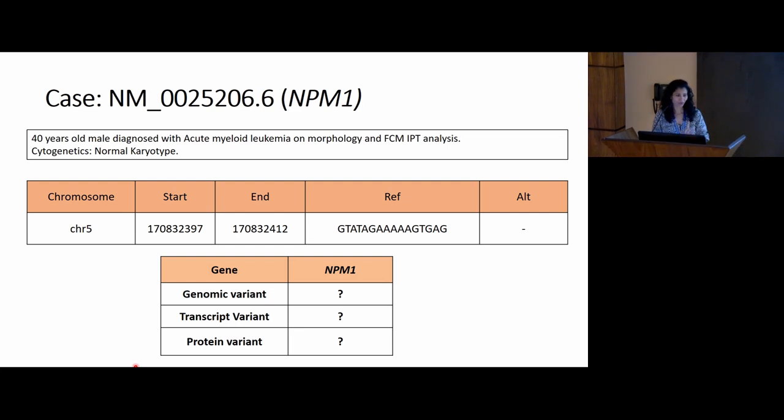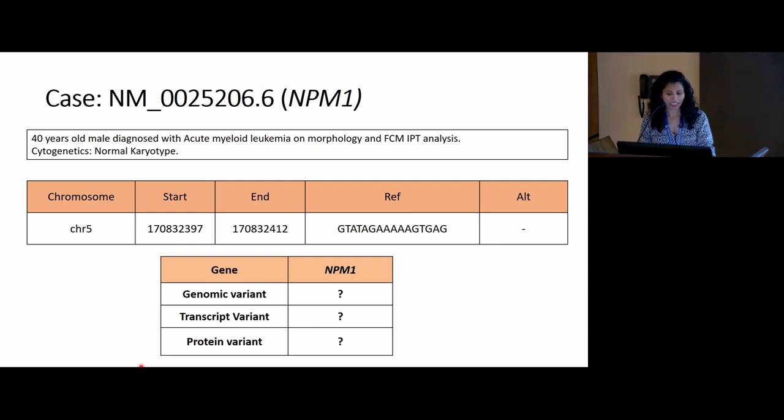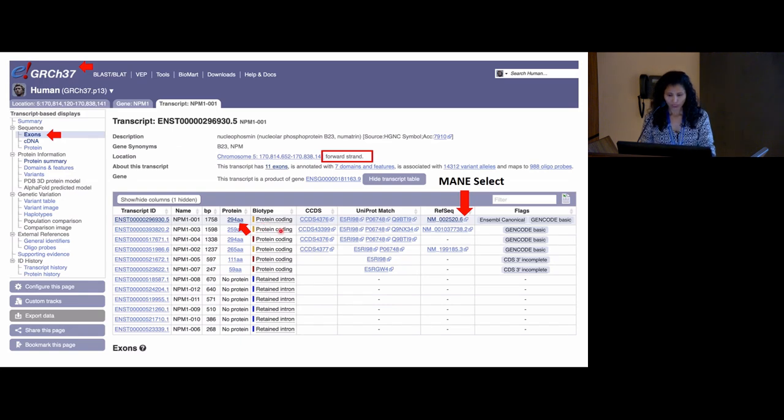Since we are short of time and I have two cases to discuss, I will quickly go through a single case. This is a case of a 40-year-old male who was diagnosed with acute myeloid leukemia, and cytogenetics was normal. This is an NPM1 gene alteration. Here we can see this complete 16-nucleotide sequence has been deleted, located on chromosome 5, and this is the start site at the level of genomic coordinate, and this is the end site. First we have to check whether it is a forward strand gene or a reverse strand gene. It is a forward strand gene.